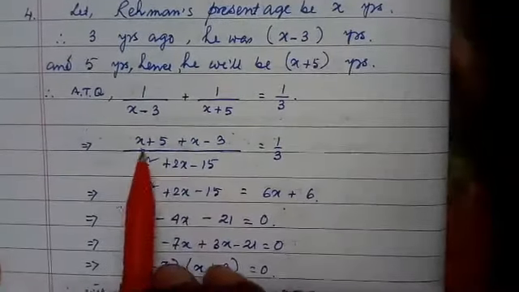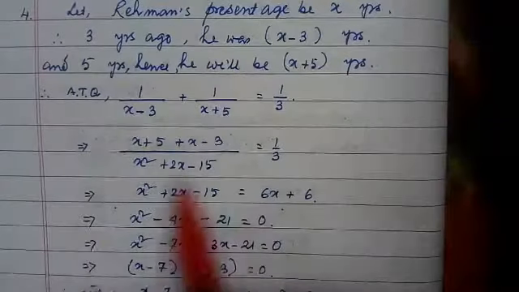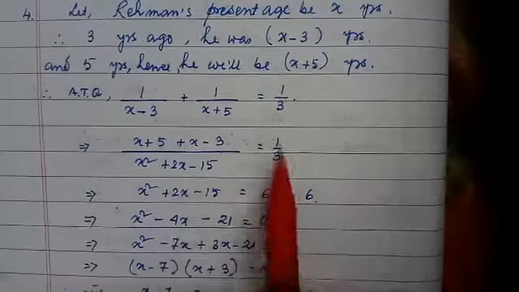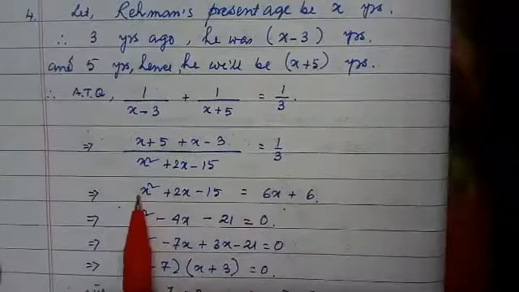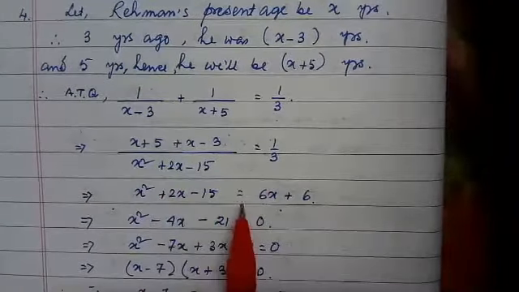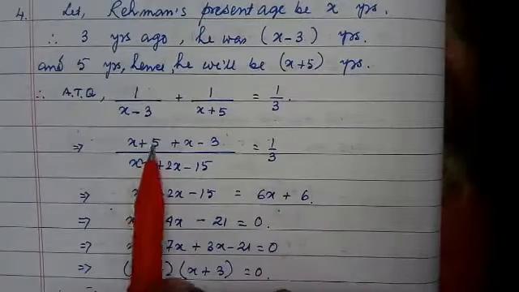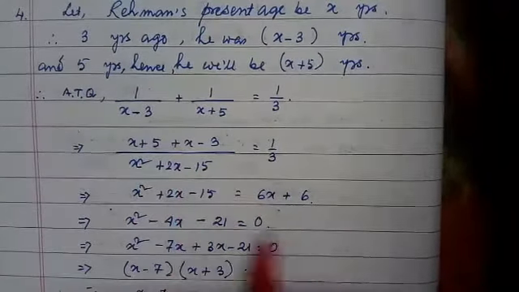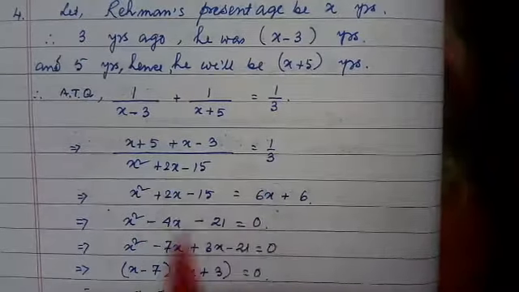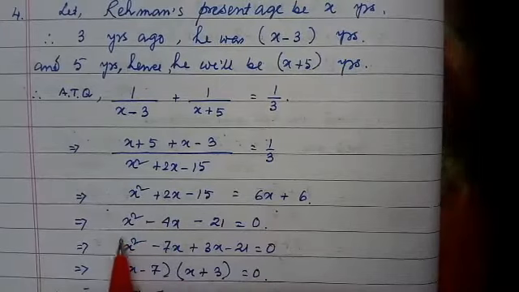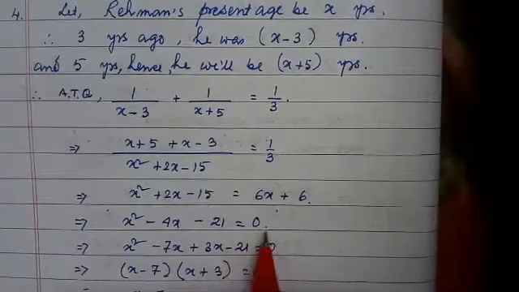Now it will be x + 5 and x + 3. You all know how to add this. In previous classes you all have learnt, is equal to 1/3. Now cross multiplication gives x² + 2x − 15 = 6x + 6, 2x into 3, 6x, 5 minus 3, 2, 2 into 3, 6. Now if we bring 6 to this side and 6x to this side, it will be x² − 4x − 21 = 0.